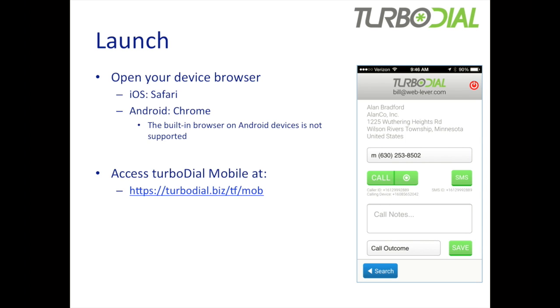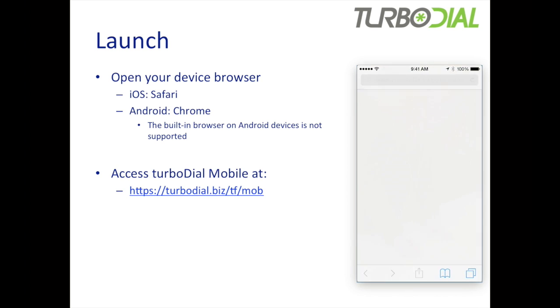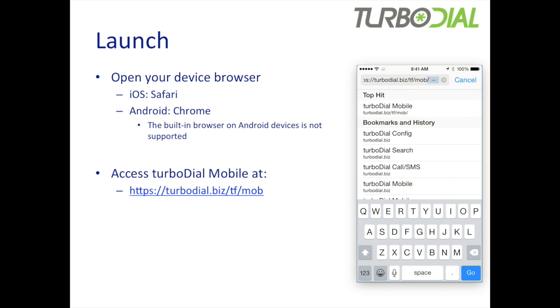So let's talk about how you launch turboDial. I'm overlaying my iPhone screen right onto the presentation here so you can see what I do with my iPhone. I'm going to launch the Safari browser. Cancel that. And I'm going to enter that URL just as you see it there. Okay, I've entered the URL. I'm going to press go.